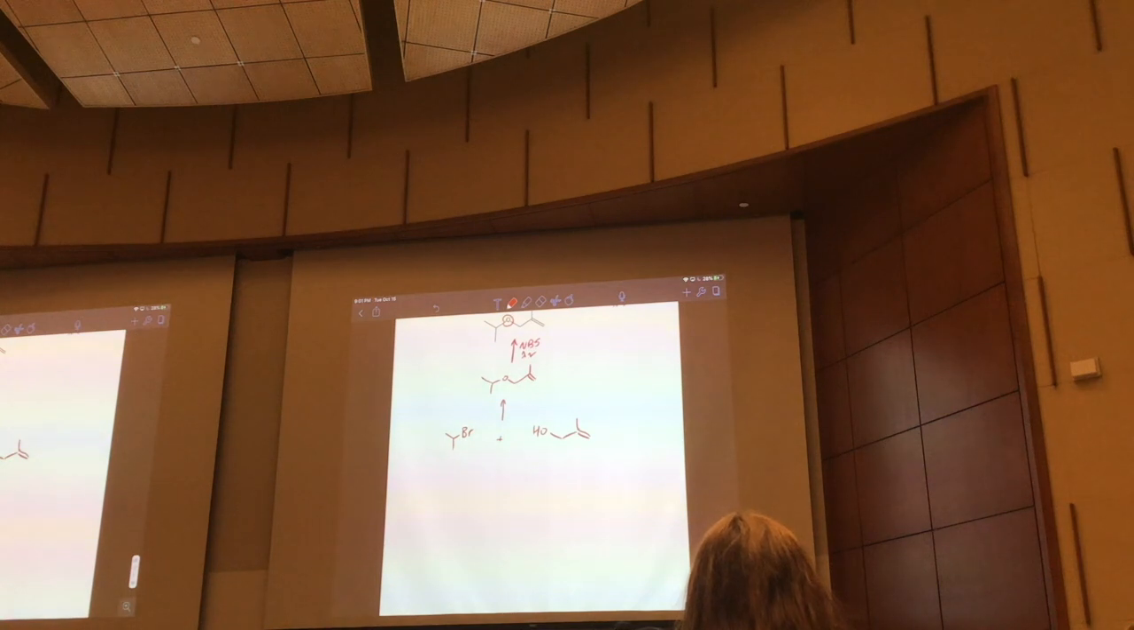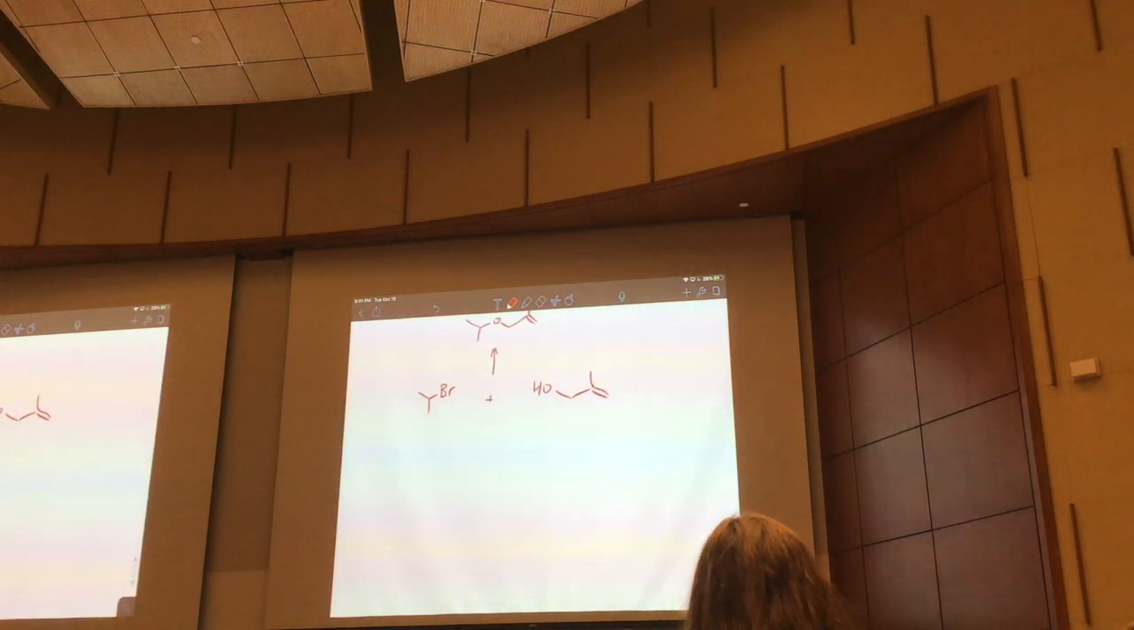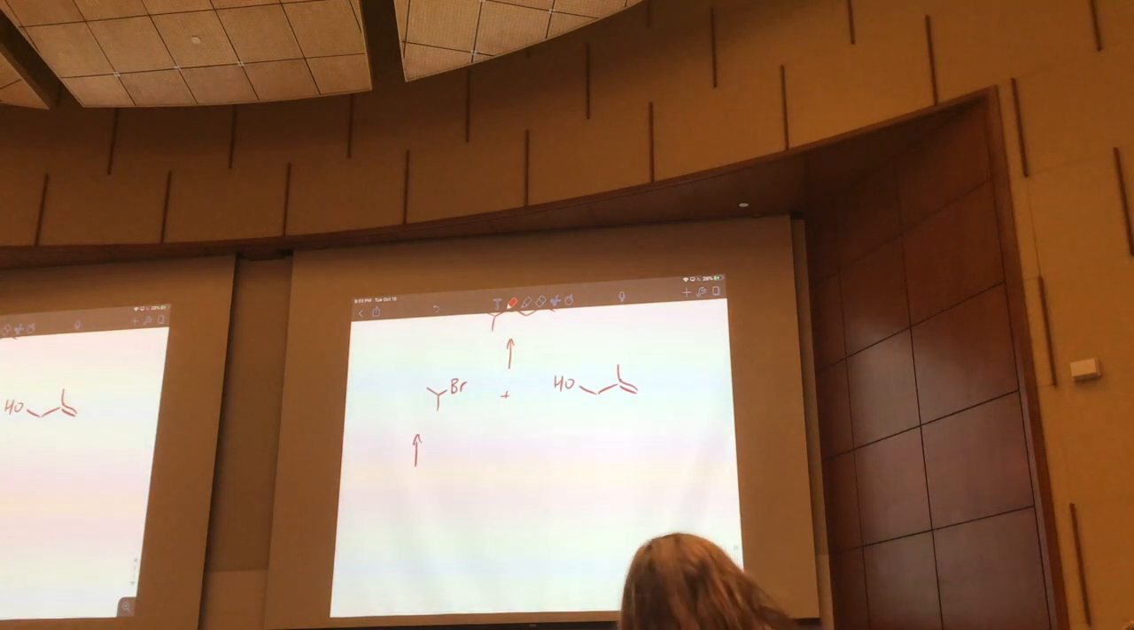Okay. Do we want to synthesize the left or the right first? Let's go left. I heard kind of both, but it doesn't matter. We're going to have to do them both. So let's go to the left. So we have this Br on a secondary carbon, two primary carbons.